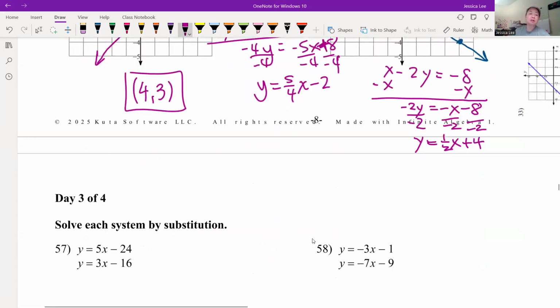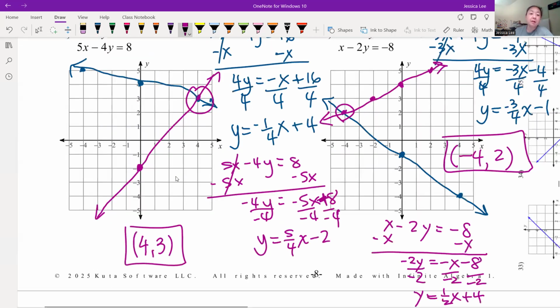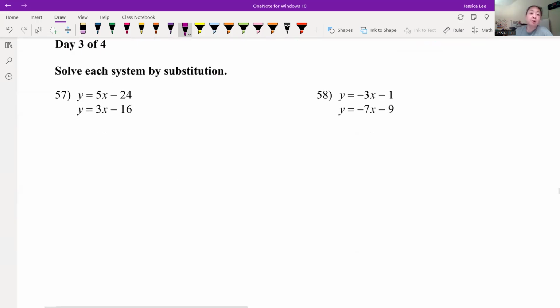Yay! Well, look, we're in day 3 now. All right, this is going to be the same thing we were doing above, except without a graph. We're going to do it algebraically.